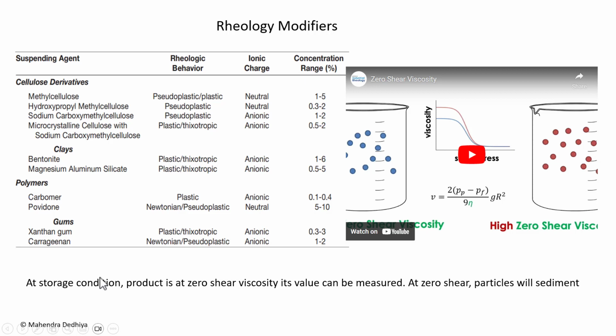At storage conditions, the suspensions are at zero shear viscosity, and at zero shear, particles will sediment. However, when we apply high shear, particle sedimentation will change. Stokes' law can be used to calculate the velocity. Let's look at the video to see what happens at zero and high shear viscosities.